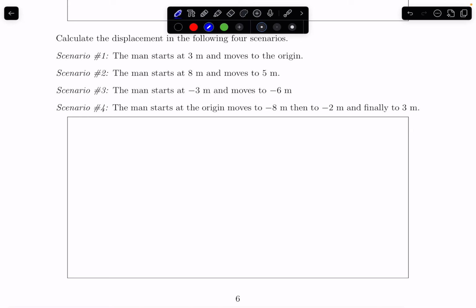Cool. Okay, so the first situation, we're going to start at 3. Starting at 3, and we're moving back to the origin at 0. So initial, final. Initial, final. What looks clearer? Number 1 or number 2? That was a joke. Laugh when I'm failing you.